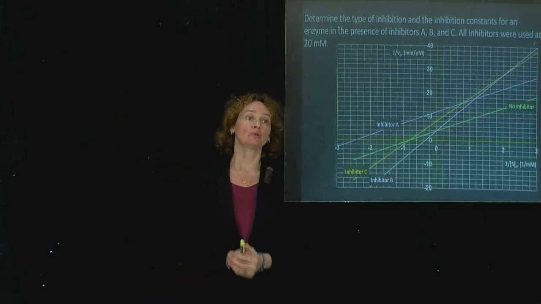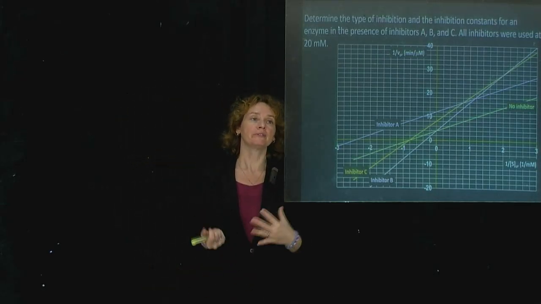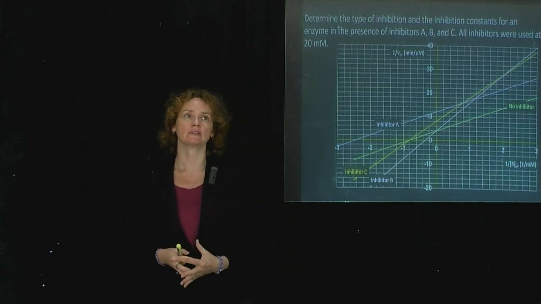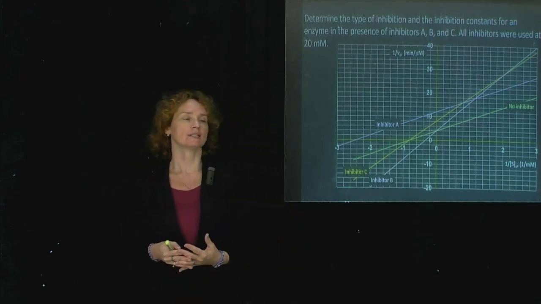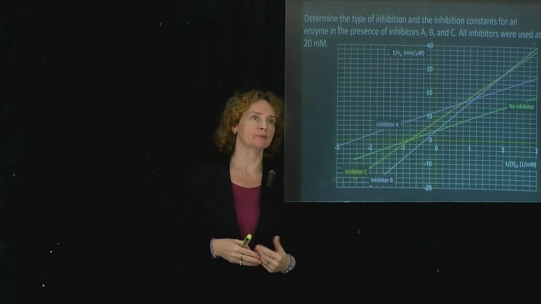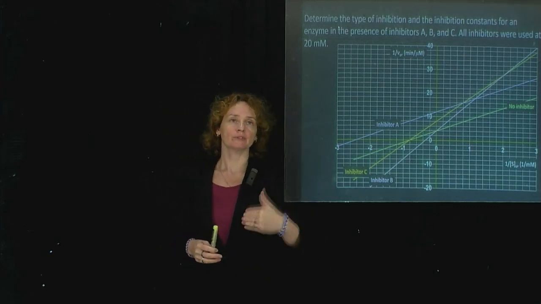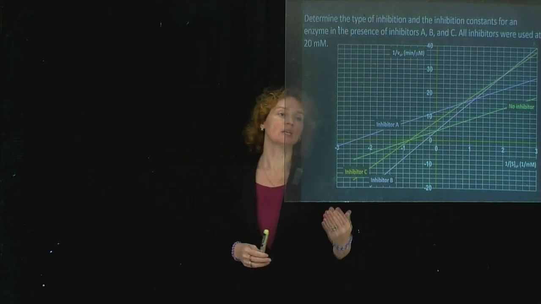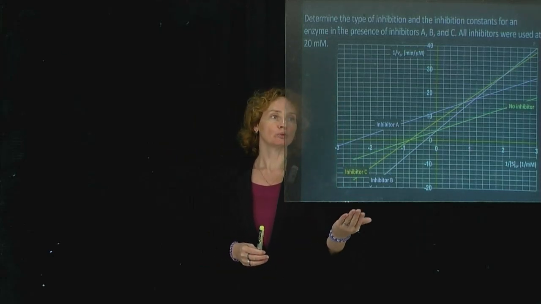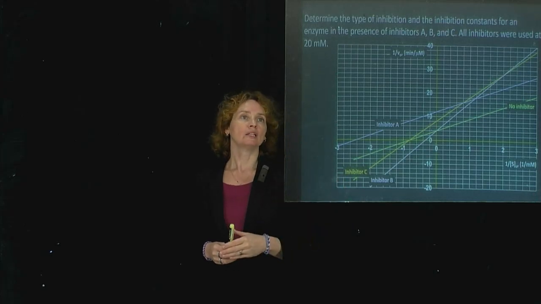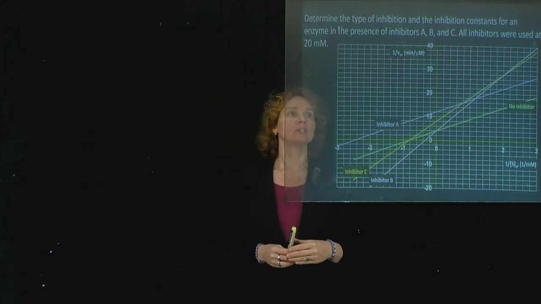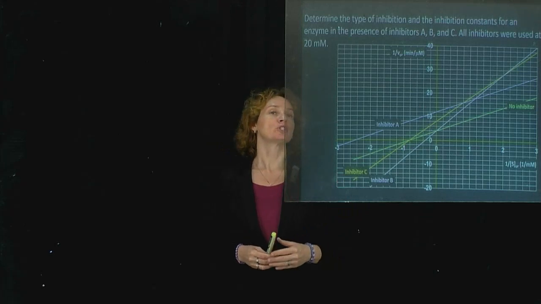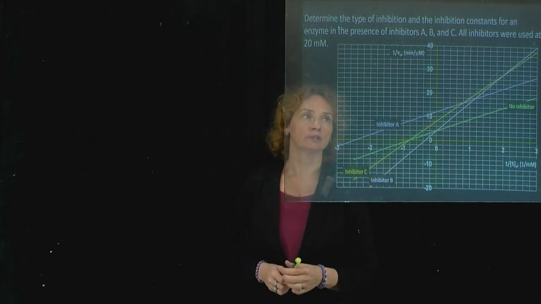In this video, we are going to apply what we learned from previous videos on the differences and the effects on enzymatic kinetics of different types of inhibitors and solve the following problem. Here we are given a double reciprocal plot, or Lineweaver-Burk plot, and we are asked to determine the type of inhibitions and inhibition constants for 3 different inhibitors.